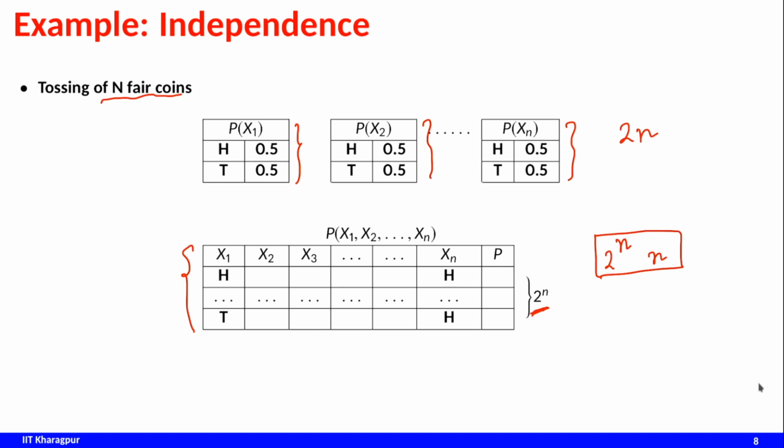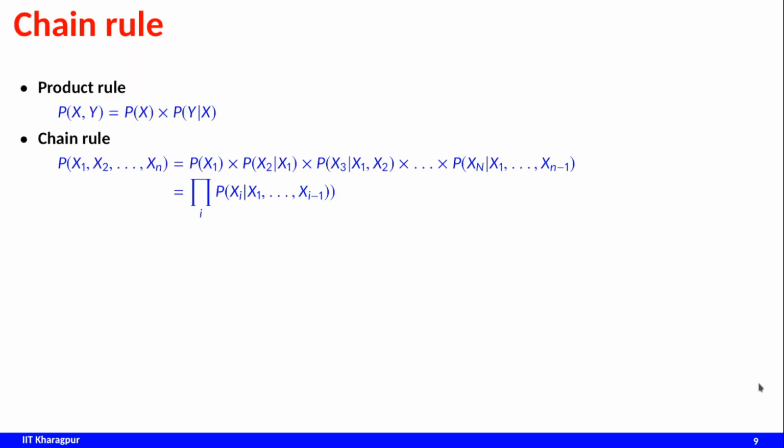Sometimes we may not have independence as such, but we can have conditional independence. Even if we have some conditional independence, we can still reduce the size of the joint distribution, or represent the joint distribution with a small number of values. So that is the advantageous part.